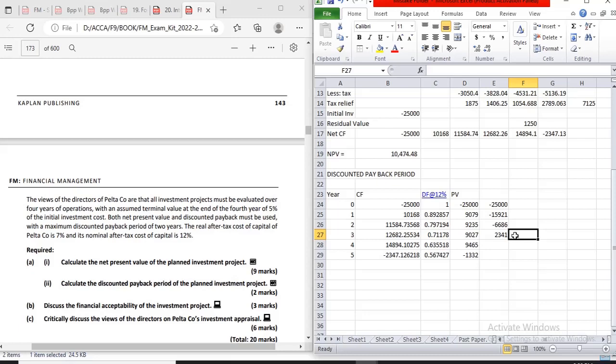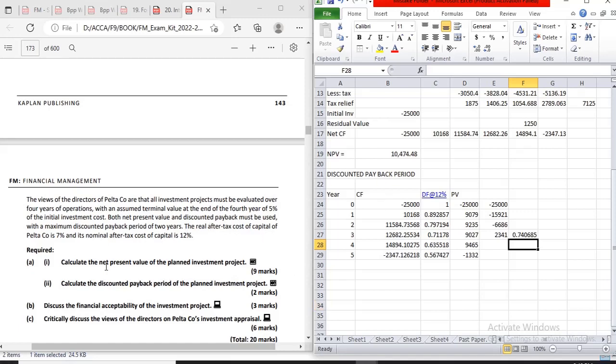So let's calculate. Divide it by the amount which we received. It was 0.7, so you can assume 2.7 years. But in the question it has been told that the company's payback period is 2 years. Yes, a maximum discounted payback period of 2 years.